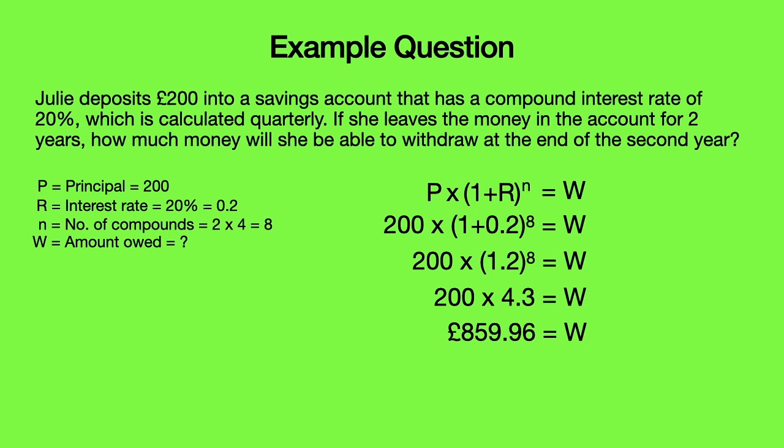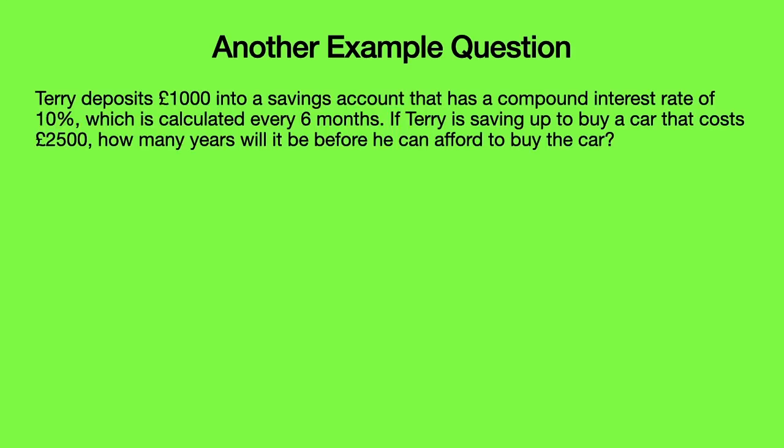What we can also do is work out how long it's going to take, or how many number of compounds it's going to take before you're owed a certain amount. So let's do a question in that sense. So Terry deposits £1,000 into a savings account that has a compound interest rate of 10%, which is calculated every 6 months.